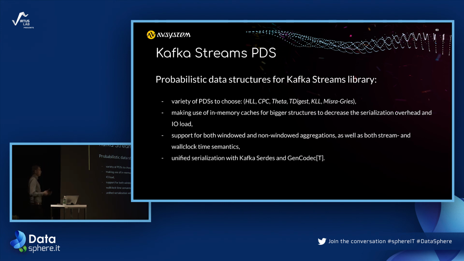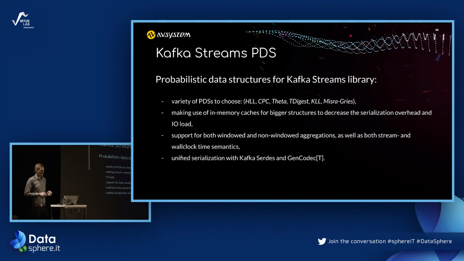So if you aggregate the data in Kafka Streams, you need to remember that every message is serialized. So the serialization overhead is quite important. So we've made use of in-memory caches in Kafka Streams to actually spill the data periodically and contain the information about the structures in memory.